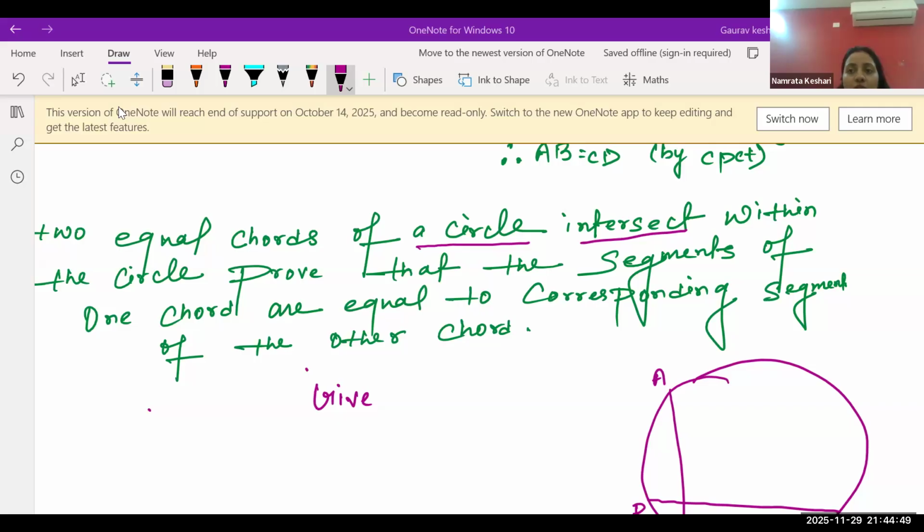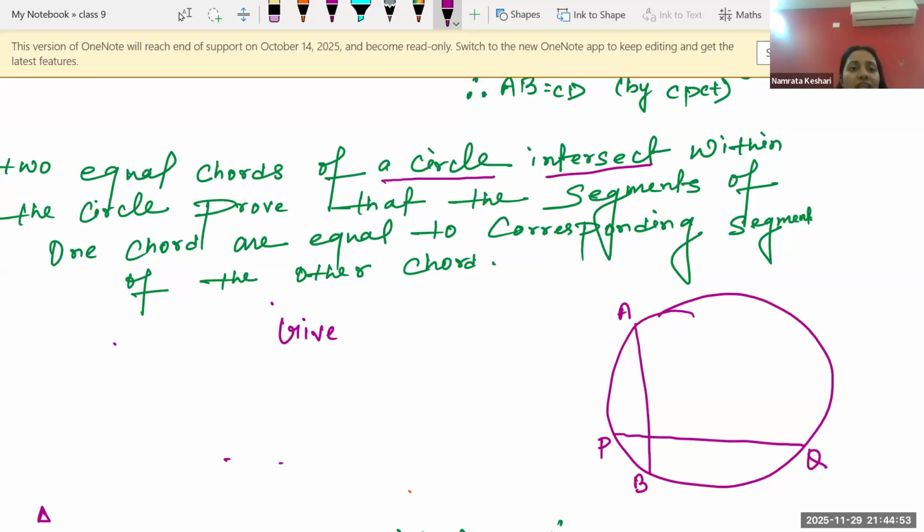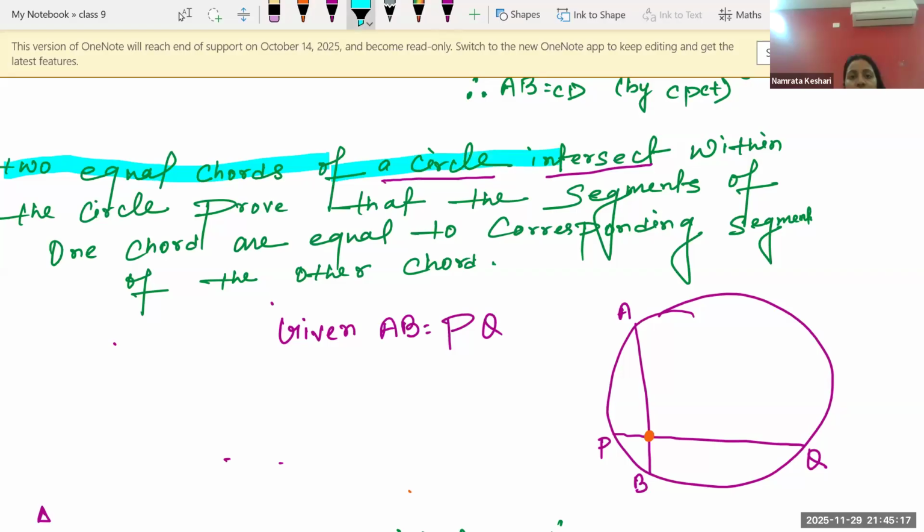So we were trying to decode the language first. Here it says that two equal chords of a circle intersect within the circle. We have drawn in that manner only. Two equal chords are there. It is given that these two chords are not just random chords. These two are equal chords, intersecting within the circle. This much is clear to all of you. Are you able to decode the language? Okay, only this much is clear. Then I'll read the next part carefully.